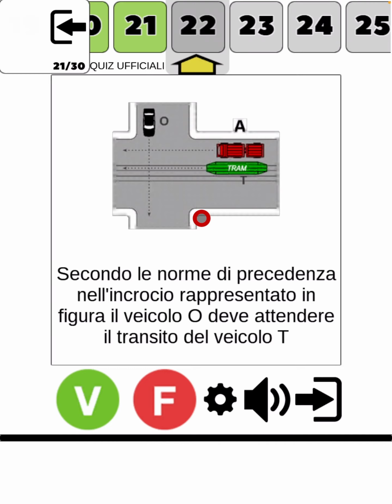It's trying to tell you that vehicle O will wait for T to pass first. Yes, it's right, because T is the first one that will pass. You have precedence over every car. Yes, the question is vero.